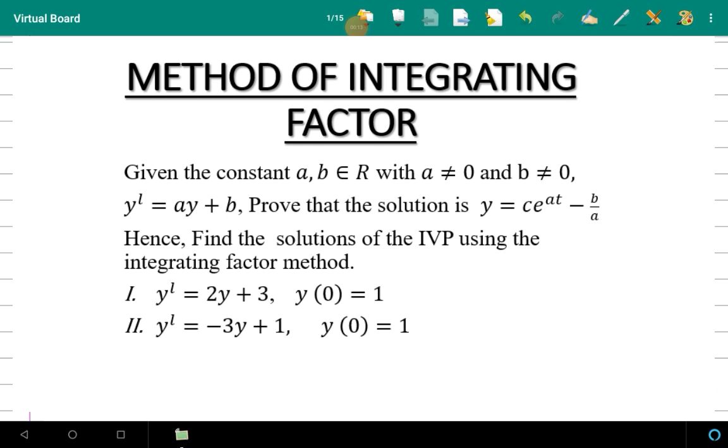Today's tutorial, we start by looking at the integrating factor method involving constant coefficients in solving ordinary differential equations. In my previous video we looked at other methods that we can use to solve ordinary differential equations.